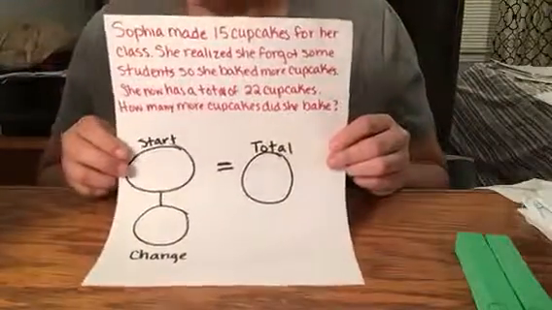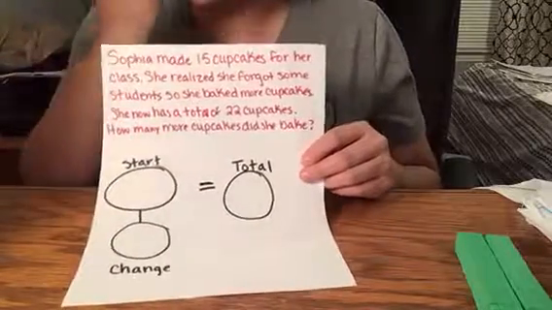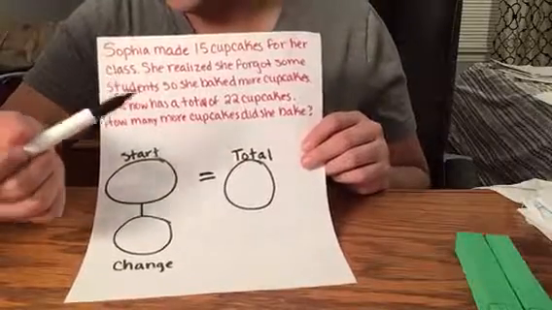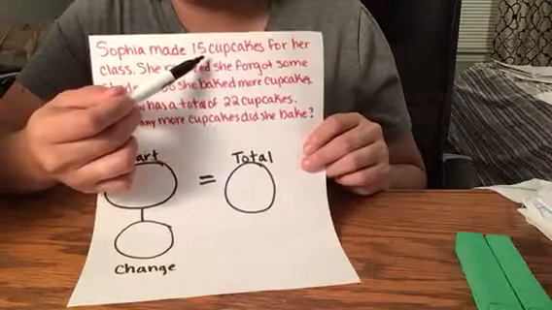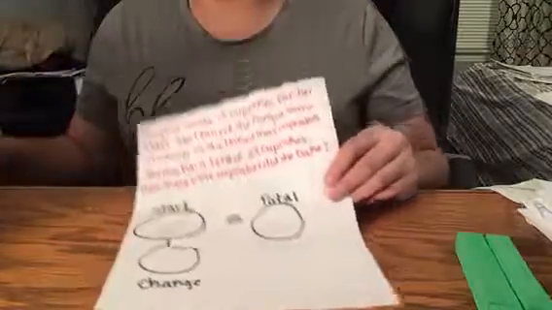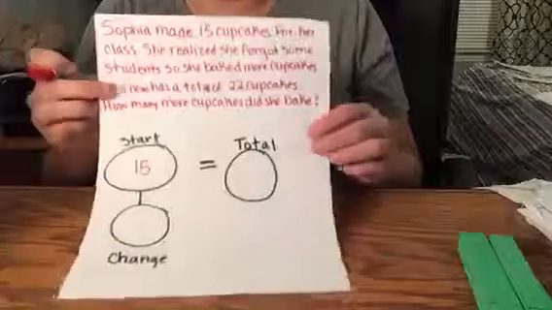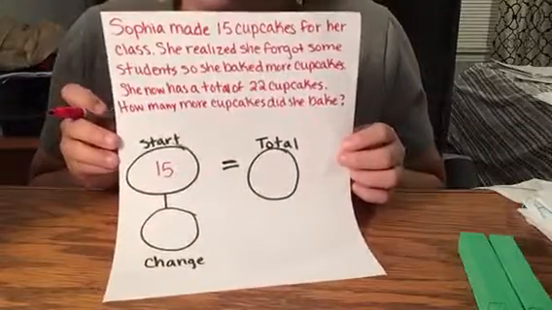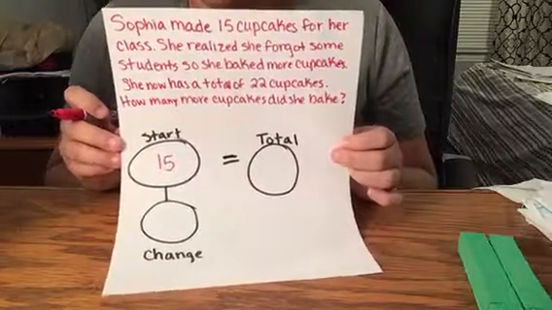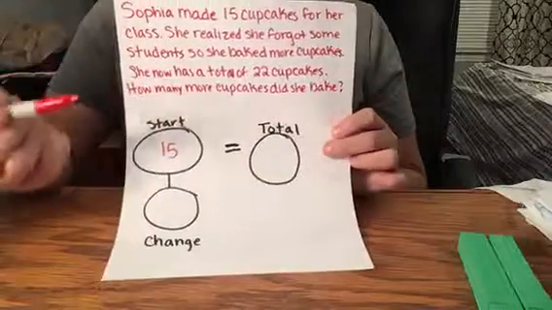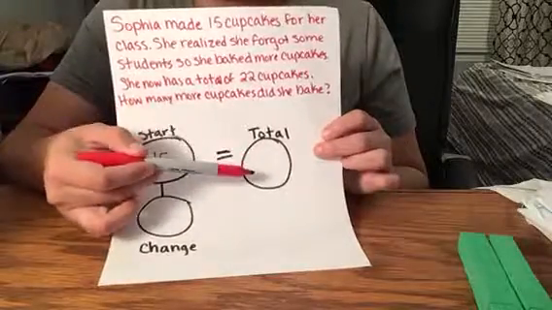So by looking at our problem, we know that Sophia started with how many cupcakes. We're going to look at the quantity and recognize the quantity. So our quantity here is 15 cupcakes. This is what we started with. Okay, do we have a change? The change is not stated. But we do have a total. She now has a total of 22 cupcakes. So 22 cupcakes will go here in the total.